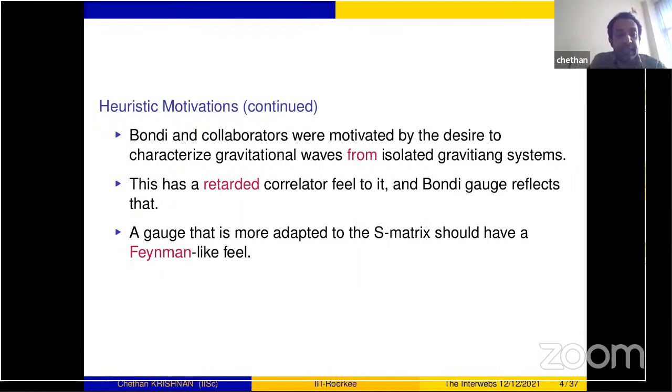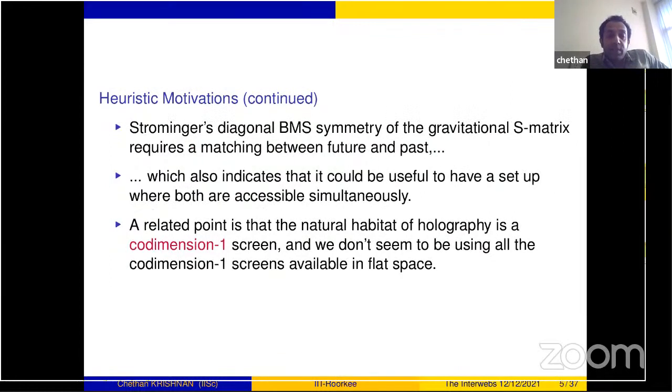So this whole picture has a kind of retarded correlator feel to it, and Bondi gauge reflects that. So what I will try to present is a gauge which, in some sense, has access to both future and past, and in that sense, it is more a Feynman-like gauge. You'll see that it is kind of a double null gauge, and I'll specify what exactly it is in a few slides.